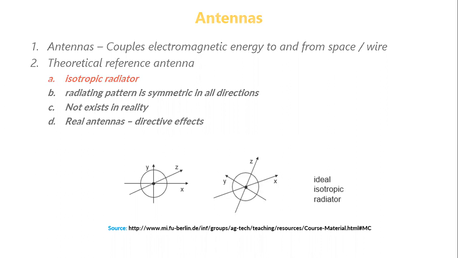Actually, the real antennas have some directive effects. The real antennas don't transmit or radiate signals symmetrically in all directions. Rather, they are more focused to certain directions over other directions. So now we'll be discussing several real antennas that are available.